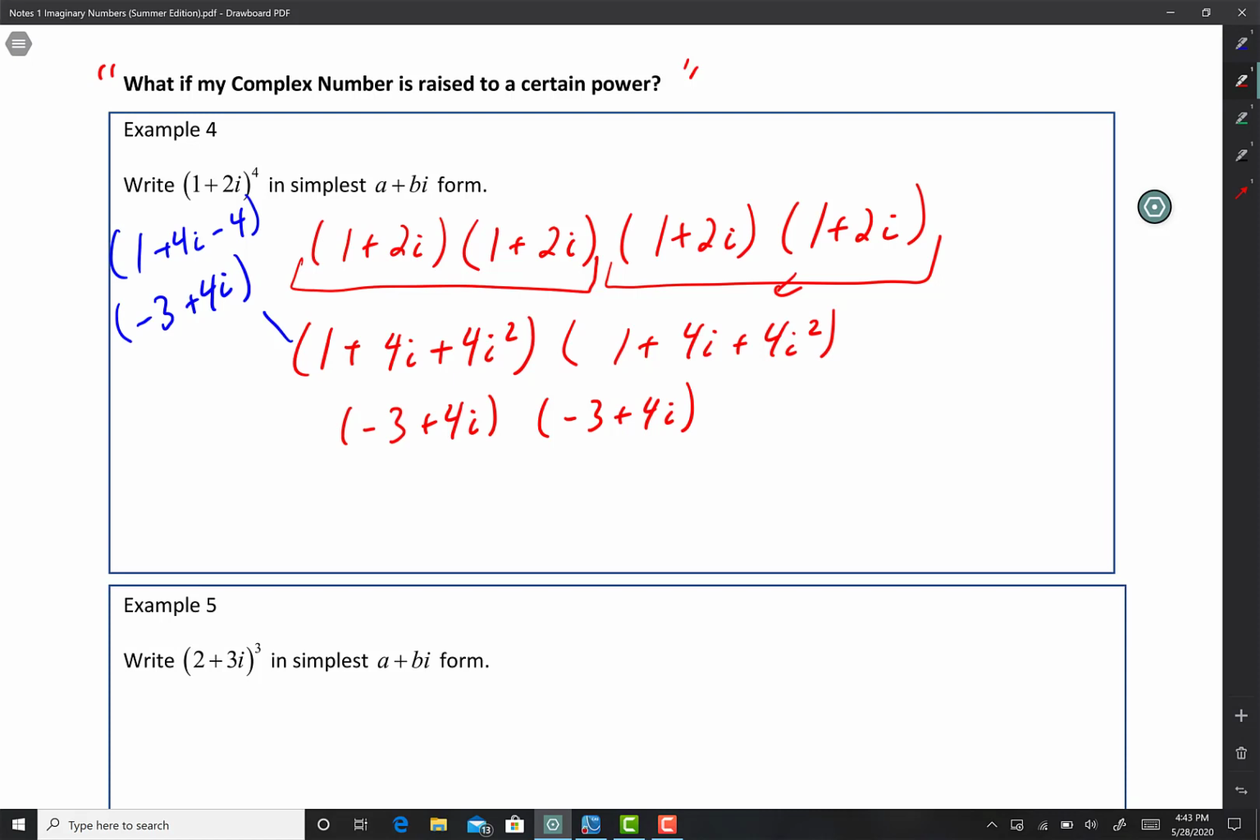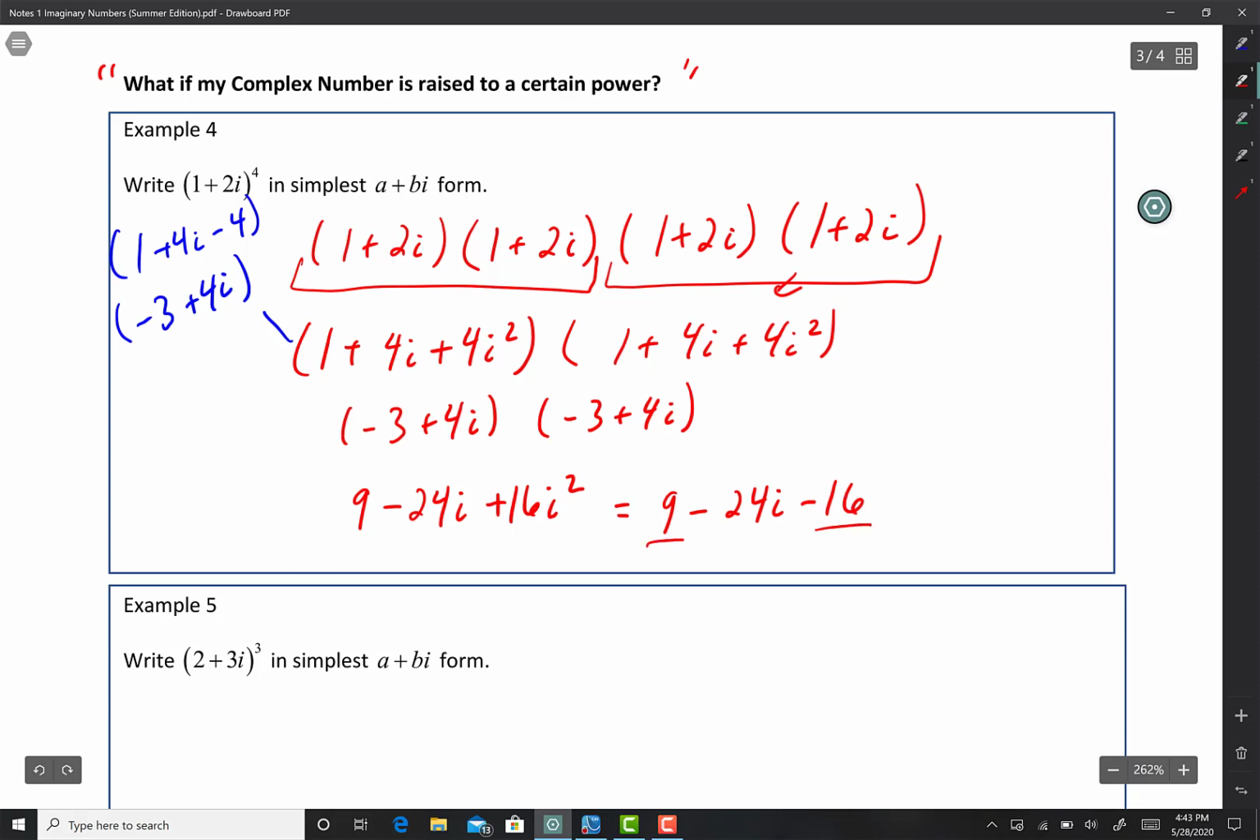So let's see if we can do it again. Negative 3 times negative 3 is a positive 9. Negative 3 times a positive 4 is a negative, what's that, 12? But you're going to have 2 of those, so negative 24i. And then 4i times 4i is a positive 16i squared. Again, 16i squared is going to turn into a negative 16. So 9 minus 24i minus 16. And then we're going to combine those two. The difference between 9 and 16 is, what's that, 7? And the 16 is larger, so negative 7 minus 24i.